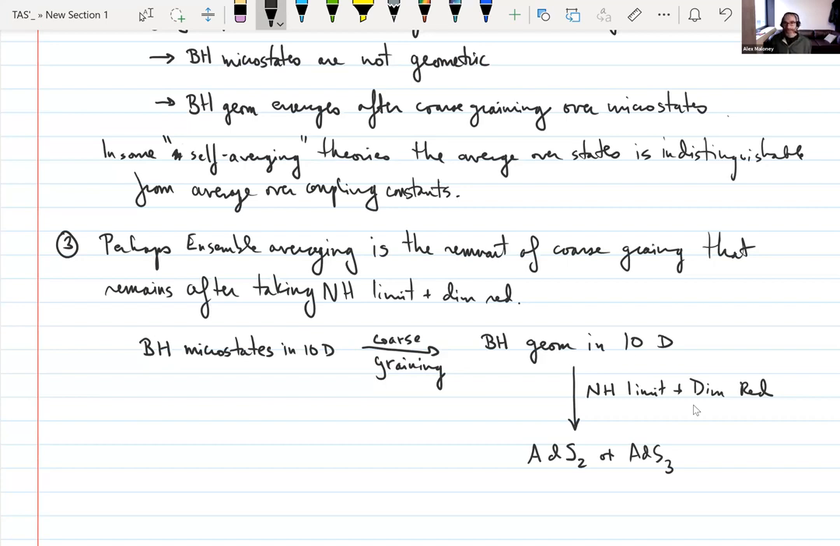So then the conjecture is that you can complete this square to make a diagram that commutes. In particular, you could do the analogous dimensional reduction procedure for the individual black hole microstates to obtain an individual family of conformal field theories which, when we ensemble average over them, we would get a theory of gravity in AdS2 or AdS3. So again, this would be some sort of procedure of dimensional reduction.